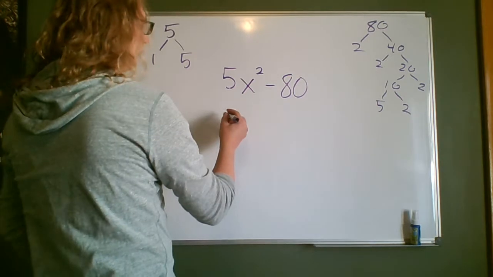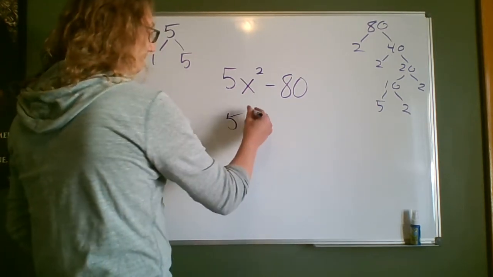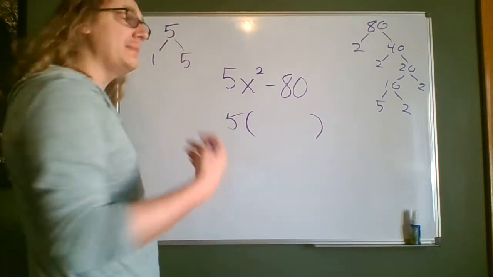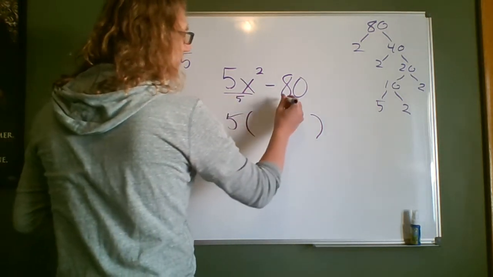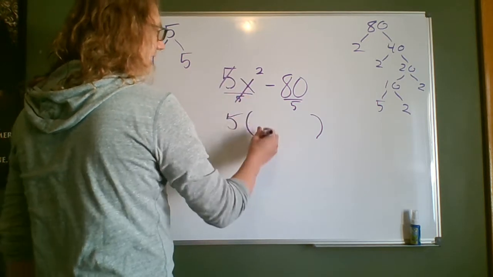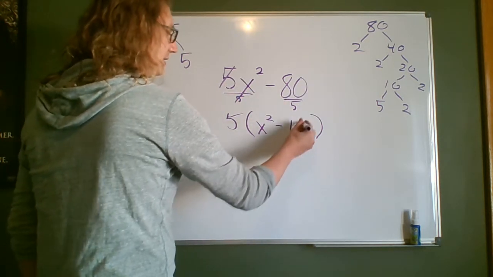Okay, so we're going to pull out a 5. That's an ugly 5. Okay, so we pulled out our 5. But that means that the 5 isn't in there anymore. So we've kind of divided both sides by 5 here. 5x squared divided by 5, those will cancel. I'll be left with just an x squared. 80 divided by 5 is 16.